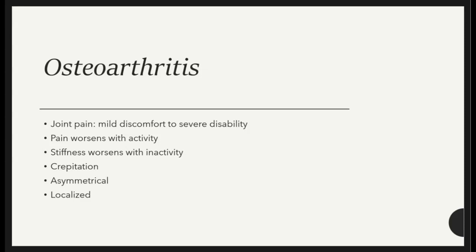They generally get this early morning stiffness because they've been laying in bed, but that resolves within the first half hour or so of the day, as long as they get up and start doing some gentle movements. And like I said, they have this pain in their joints, or just one joint. It depends on the patient. It can be anywhere from mild discomfort to severe disability. So these patients might be on different treatments depending on what sort of symptoms they have.